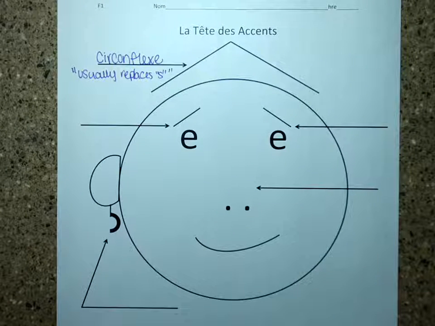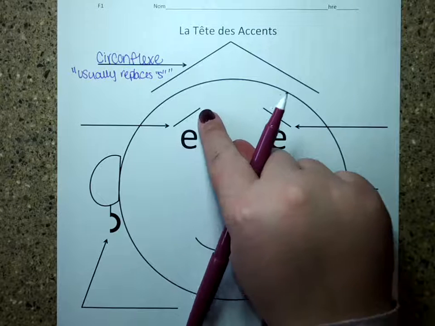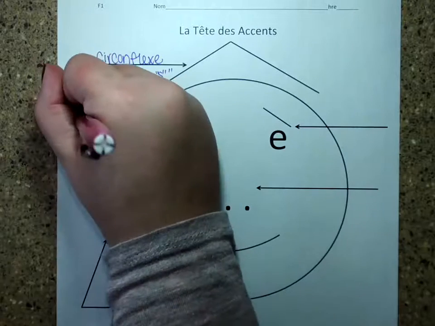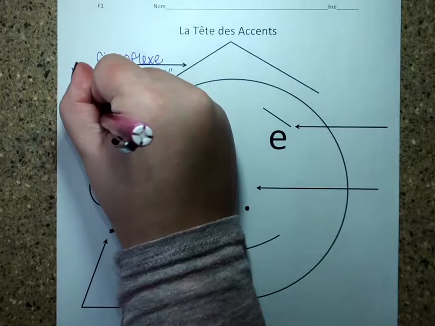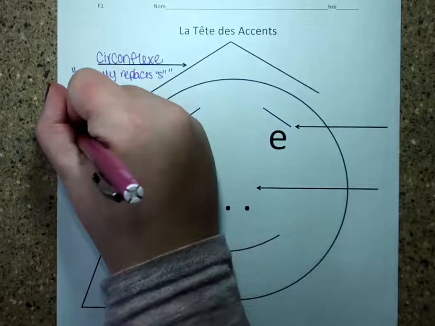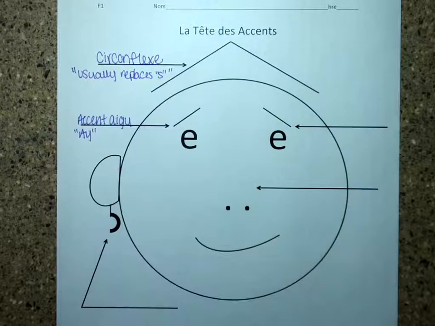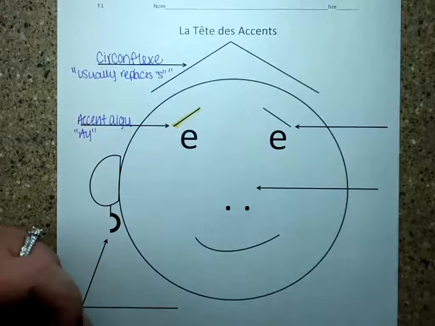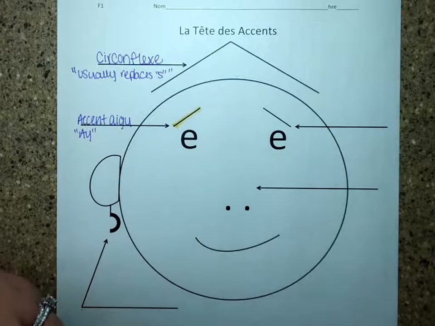The next one I want to talk about is this accent right here. And so this accent, and this accent going up is the accent aigu. And so the accent aigu is going to make an A sound, and it points upwards. If you didn't notice, it points up. So I'm going to highlight my accent that I'm talking about here. And so the accent aigu points upward.